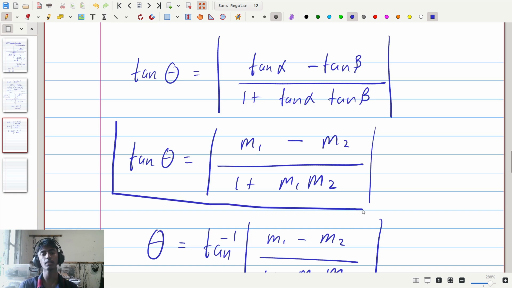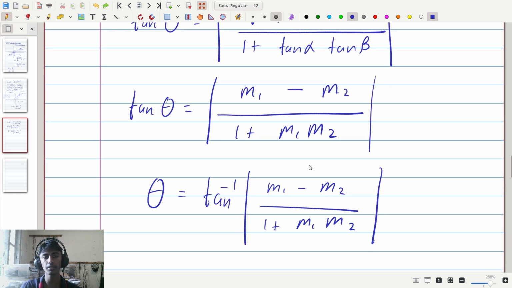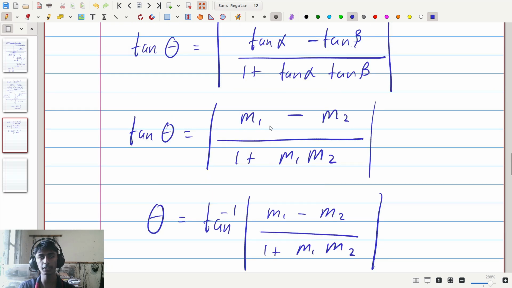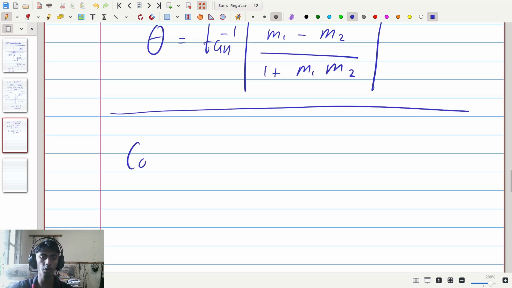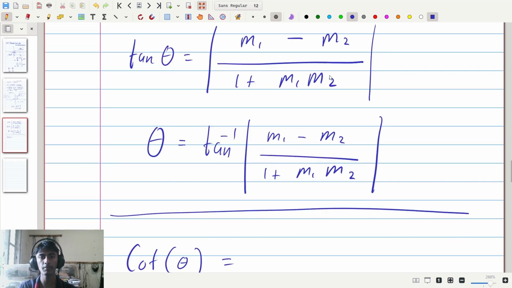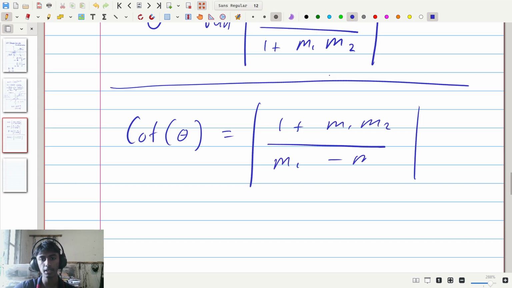From here we can see that if we have two lines, the tangent of the angle between them is going to be equal to the absolute value of m1 minus m2 divided by 1 plus m1 m2. Here if we take this and we do 1 divided by it, we get 1 divided by the tangent of theta, or the cotangent of theta. So cot theta is going to be equal to 1 plus m1 m2 divided by m1 minus m2.